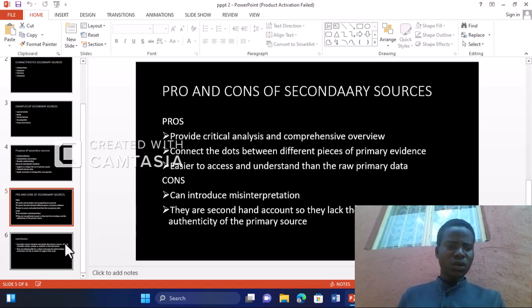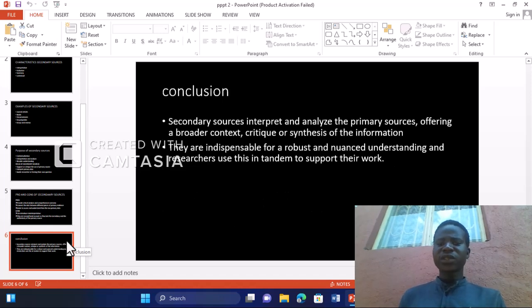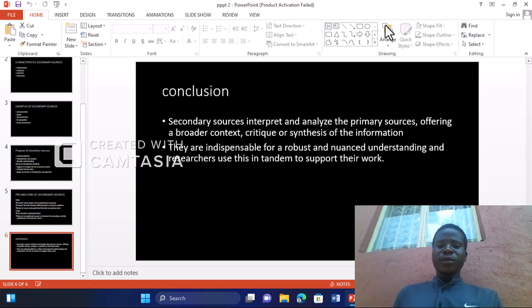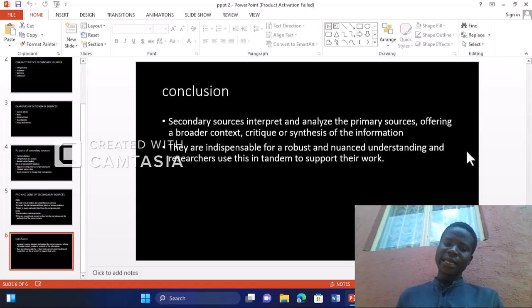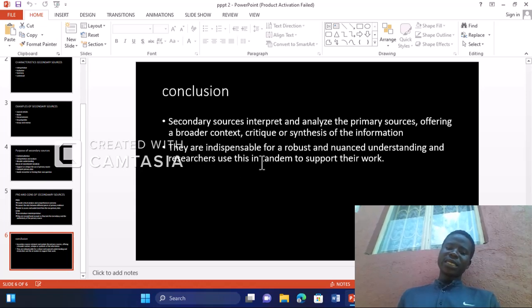Now, in conclusion, we see that secondary sources interpret and analyze the primary sources, offering a broader context, critiques, or synthesis of the information. They are indispensable for a robust and nuanced understanding, and researchers use them in tandem with primary sources to support their work.